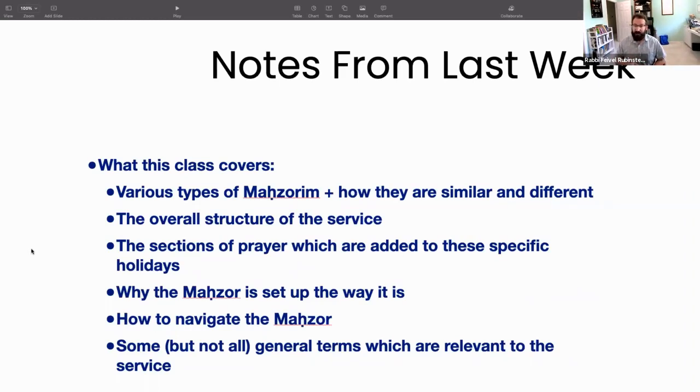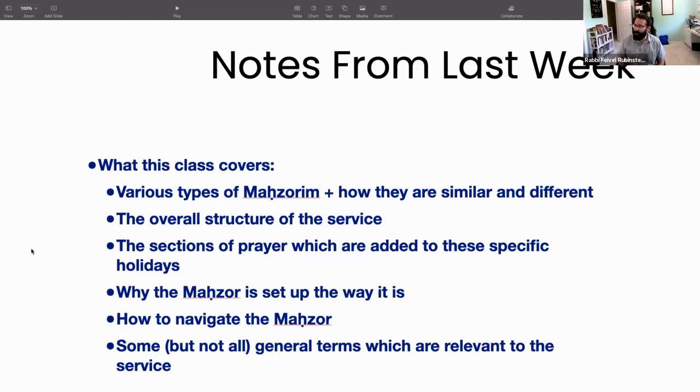The ArtScroll is the Orthodox, is Mesorah Publications. We'll talk about that in a sec. It is one of the Orthodox mahzorim, the ArtScroll. That's the name of the sort of brand. I don't know if it's a company or a publisher. It's their general field of texts. We're talking about the overall structure of the service.